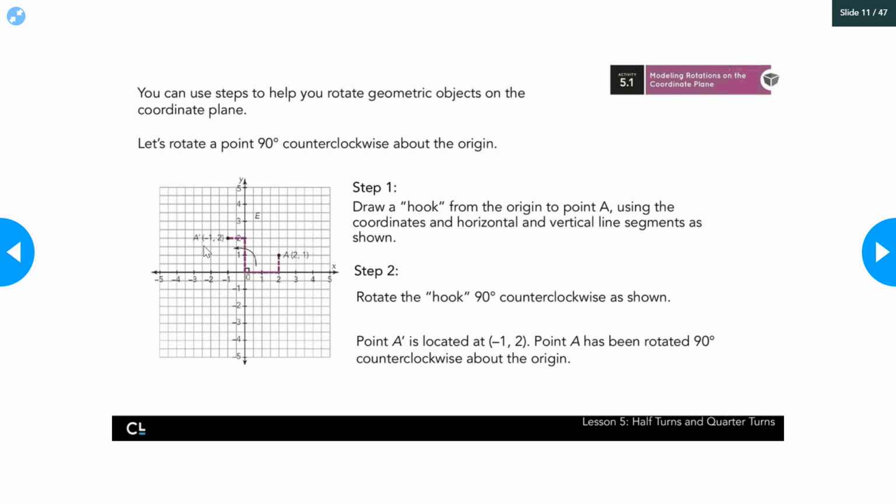A prime is now -1, 2. And it has been rotated 90 degrees counterclockwise about the origin.